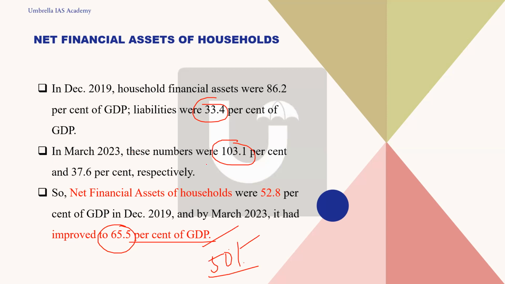So why do you think here it is more than GDP? Any idea? Why are financial assets more than GDP? When I'm talking about assets and GDP, there is a difference there. What is that one word? Can anyone tell me? Recently, in the World Economic Forum, there is an article on this especially.